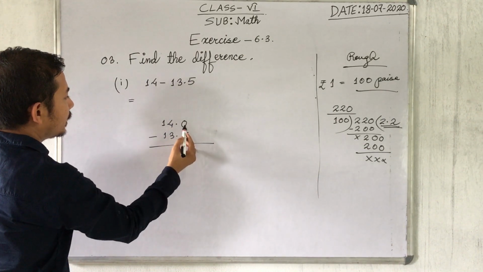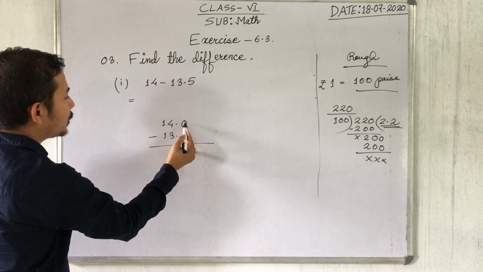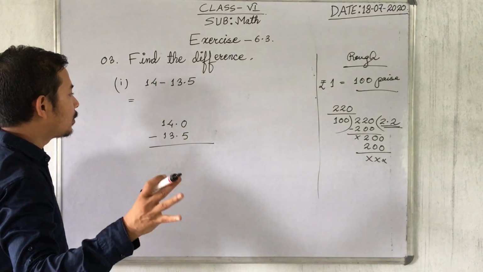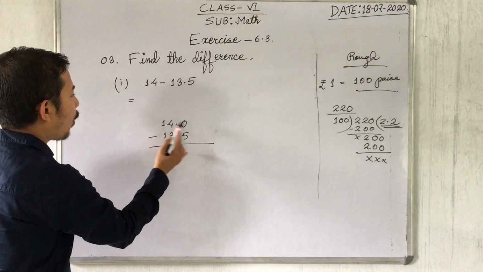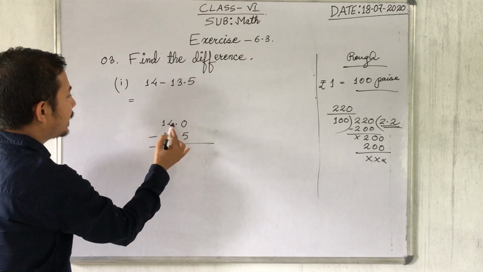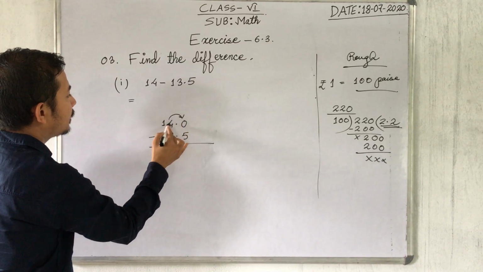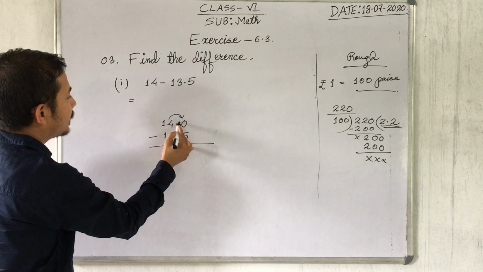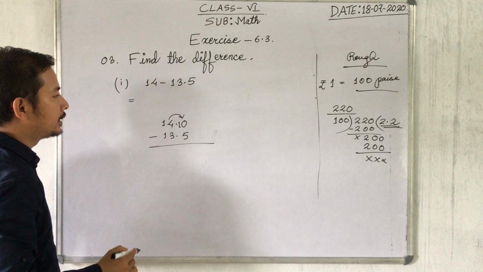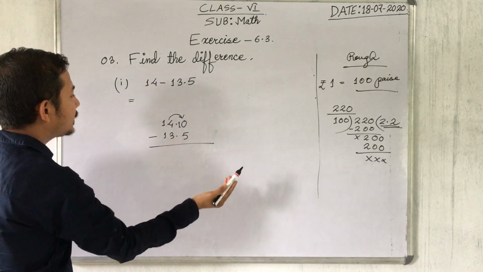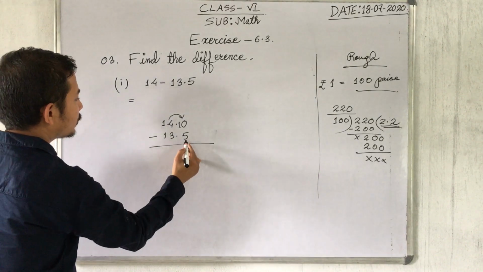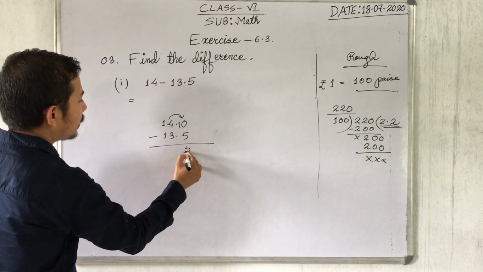So now look here. Is it possible to subtract 5 from 0? It is not possible. So what do we have to do? We have to take 1 from 4. If we take 1 from 4, then there will be 10 here, isn't it? Now we can easily subtract 5 from 10 because 5 is smaller than 10. So if we subtract 5 from 10, there will be 5 only.